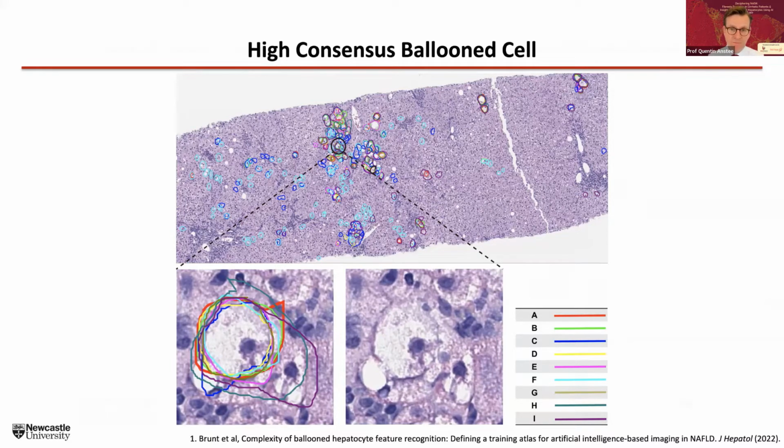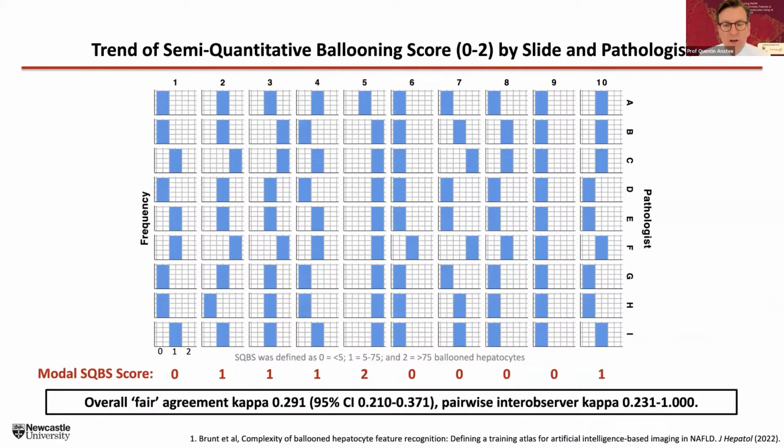We then went on and tried to convert that individual cell data into a semi-quantitative ballooning score to see if that would smooth the effects of the inter-observer differences. And here we can see that the kappa values for inter-observer agreement went up to about 0.3 with this approach of using a semi-quantitative scoring system.